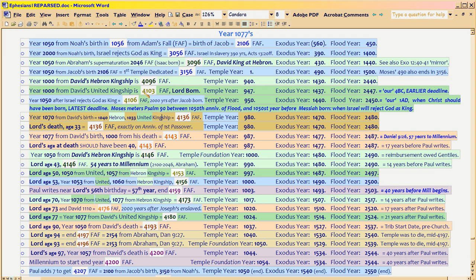Okay, first of all, notice something. 4103 plus 40 is 4143. 4106 plus 40 is 4146. Now notice that. 4143 is 40 years after David's united kingship, from his death. Okay? 4146, by contrast, is 1050 years from his Hebron kingship. 1050, not 1000. Year 1000 from his Hebron kingship is there. So the deadline that applies is not 1000 from David's Hebron kingship, but 1000 from his united kingship. Why? Because being king over only Hebron is not being king of Israel.